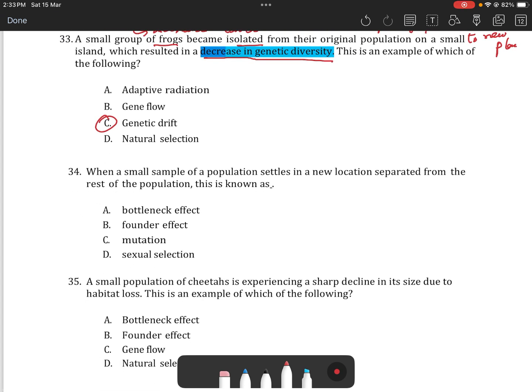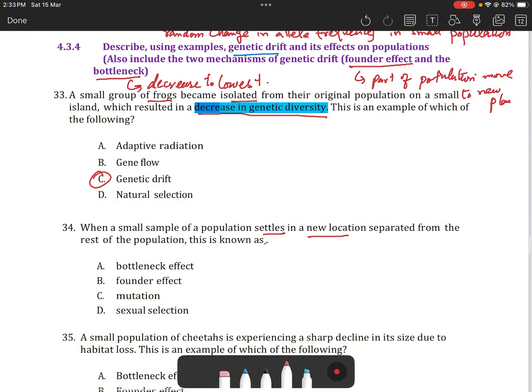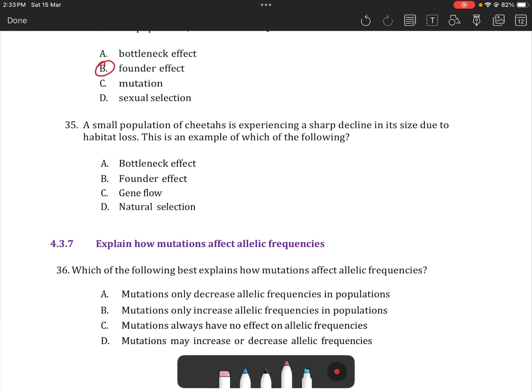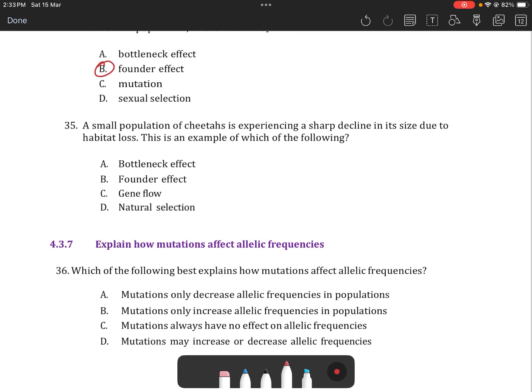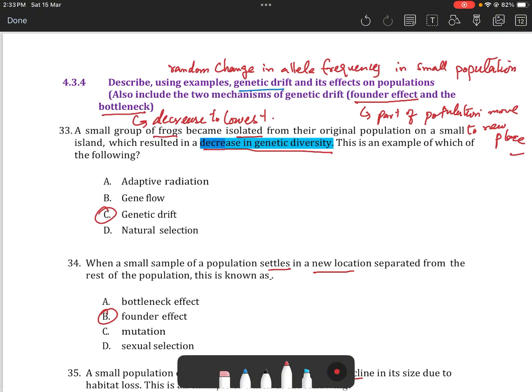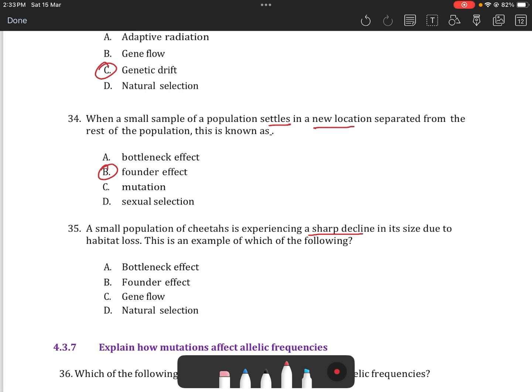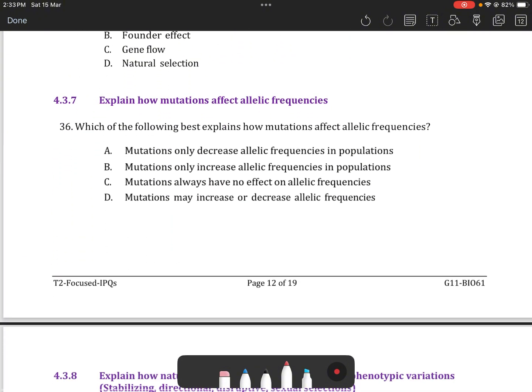Which of the four, when a small population settles into a new location? Look, I told you into a new place, so I can simply go for the founder effect. I didn't want to waste more time once I know the keywords. A small population of cheetah is experiencing a sharp decline. As I told you, there is a decrease to the lowest allelic frequency due to habitat loss. So of course, this is the bottleneck effect.